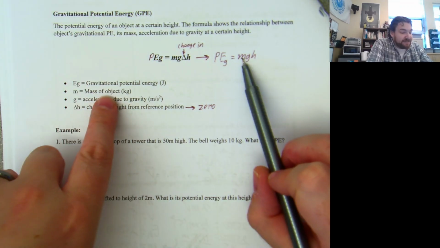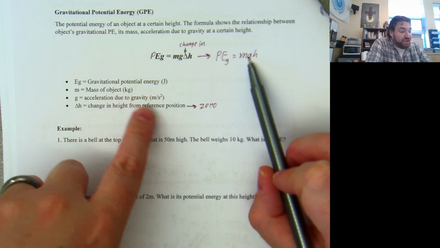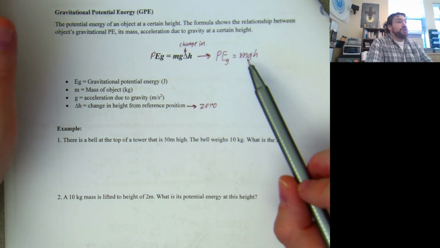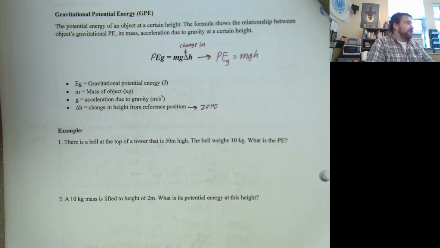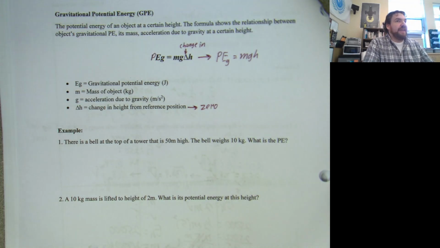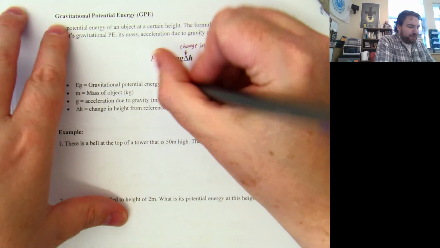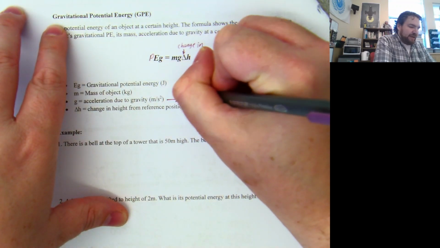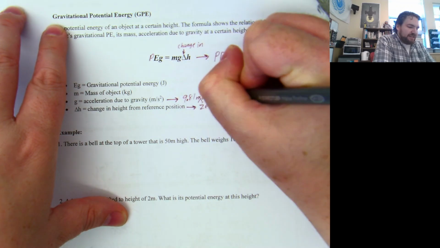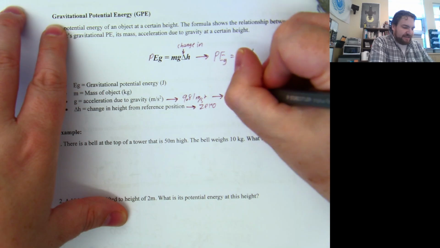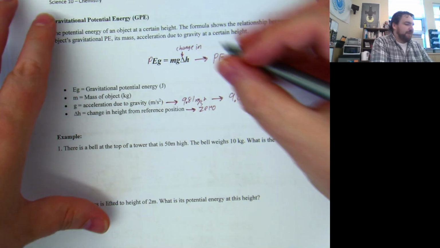Mass is still mass. G is the acceleration due to gravity. I gave you a value yesterday to make the numbers a little bit easier. We're going to round that value. Yesterday I told you that G was 9.81 meters per second squared. To make your life a little bit easier, we're going to round that to 9.8. Just one less thing to punch into your calculator.